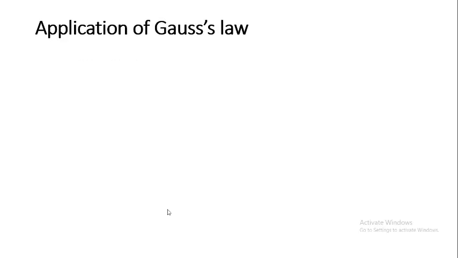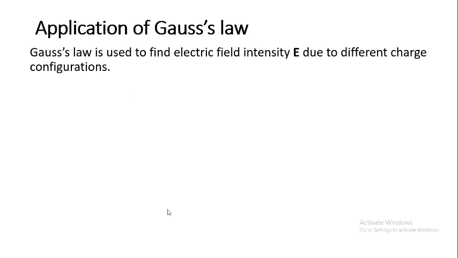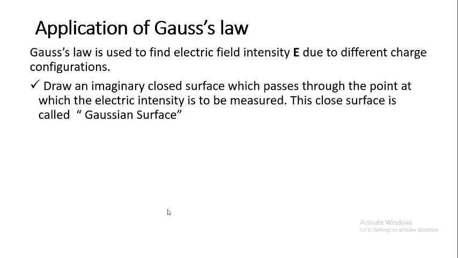Application of Gauss's law. Gauss's law is used to find electric field intensity due to different charge configurations. Although we have another equation to find electric field intensity, that equation is useful only for a single charge. We can calculate electric field intensity due to a number of charges easily by using Gauss's law. Before applying Gauss's law, we have to follow these steps.